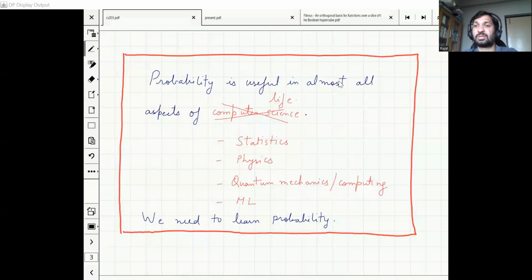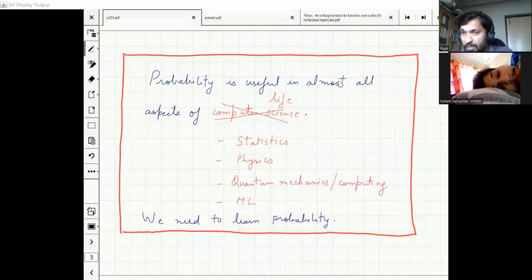You will see in the list, statistics, physics. It's very important for quantum computing, machine learning, all the hot topics in computer science. And I would say this is not exhaustive. You would see so many areas where probability is essential to explain the concepts. Given the role of probability in all these aspects, we need to learn probability, right? We have to understand what is probability, and that is the main goal of this course.